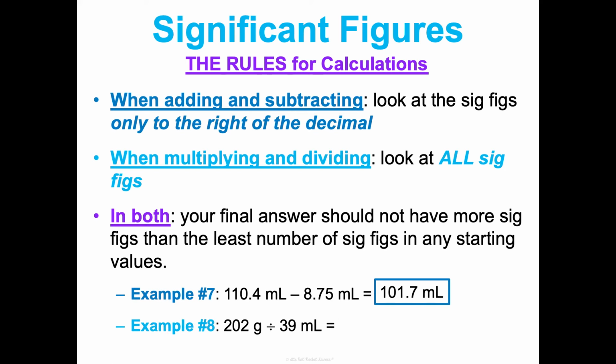Okay, let's do another example. Division, 202 grams divided by 39 milliliters. Okay, so in multiplying and dividing, we're looking at all the sig figs. So right here, this number 202 has 3 sig figs because that's a sandwich 0, and this one has 2. But your final answer should not have more sig figs. So we're going to default to 2 because that's the least number of sig figs we have here. And so our final answer, we will round to 5.2 grams per milliliter, which is 2 sig figs.